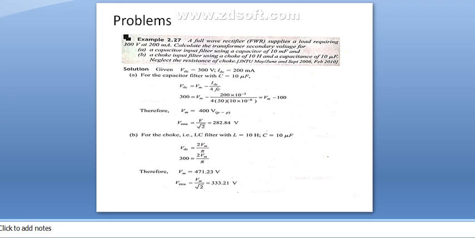So for the capacitor filter with C equal to 10 microfarads and VDC equal to Vm minus IDC by 4FC. So that is 400, Vm is 400 volts peak to peak, and Vrms is Vm by root 2, that is 282.84 volts. Next, for the choke, this is for the LC filter with L equal 10 henries and C equal to 10 microfarads. Here VDC equal to 2 Vm by pi. Substitute here. So from this you can calculate V maximum is equal to 471 volts, and Vrms is Vm by root 2. It becomes 333.21 volts.